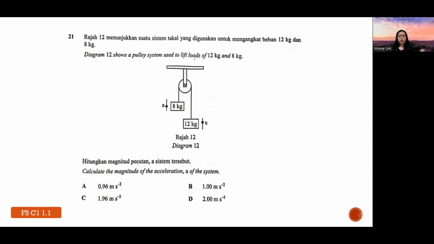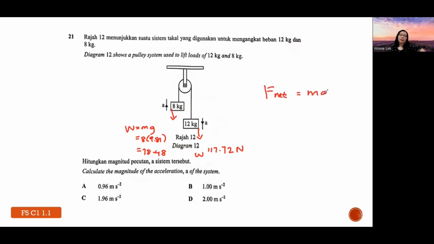Okay, so for you to solve this question, you need to know the idea in terms of force. So for the left side, what should be the weight? Weight equals mg, and g nowadays is 9.81, so you calculate and get the weight of the load on the left side, which is 78.48. Then you do the same thing for the right side, 12 times 9.81, and you get 117.72 Newton, the weight.